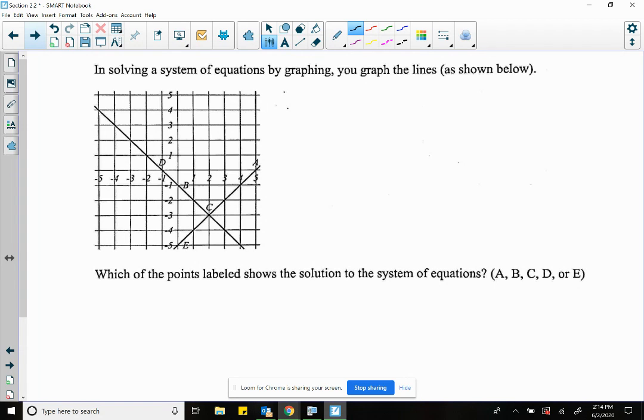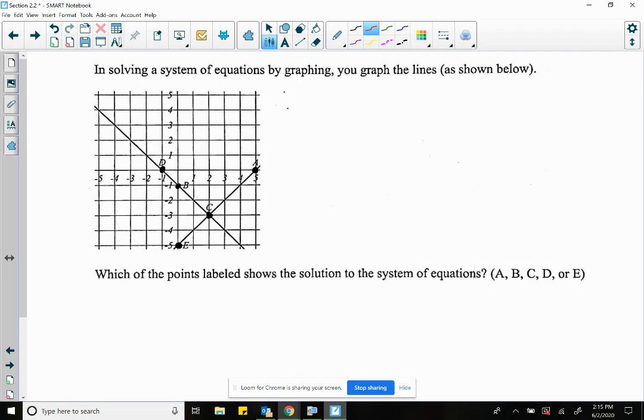So one of the problems you might see is this. Okay, it says in solving a system of equations by graphing, you graph the lines. So here are my 2 lines. So we got this guy that's right here, and we got this line that's right there. It says, which of the points labeled shows the solution? A, B, C, D, or E. So you can see all these points up here. Here's A. Here is B. Here is C. Here is the D. Here is the E. They want to know which one of those points is the answer.